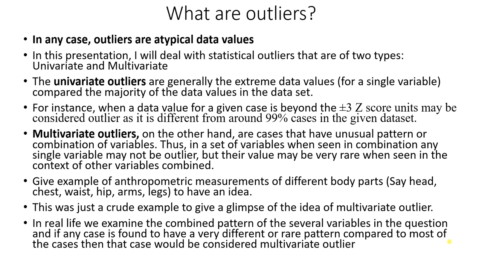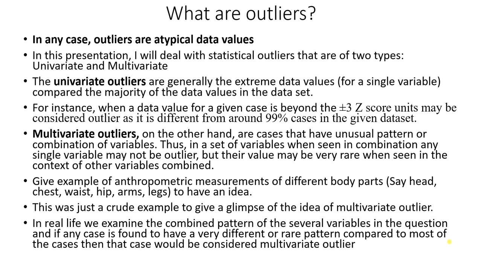Here, I would like to give one example. Suppose we measured the size of the head, chest, waist, hip, arms, and legs, and we conducted univariate analysis of the size of the legs and arms for a particular age group, say teenagers. All the values were found to be in the normal range when univariate outlier analysis was done. The head circumference was not beyond plus or minus 3 Z. It is a size generally found in the normal population.